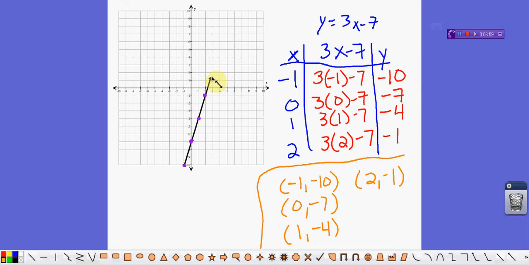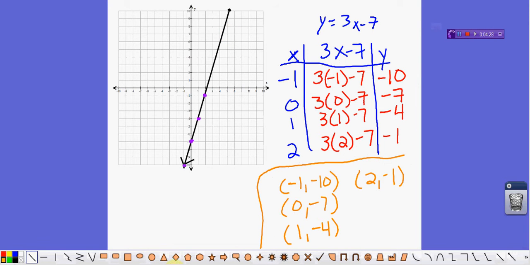Alright, and then we want to put a line through our 4 points the best we can, and that's it. We should have arrows at both ends, so I'm going to fix this up. So there's an arrow at this end. I don't think there's one down there, and there's our line. Okay.